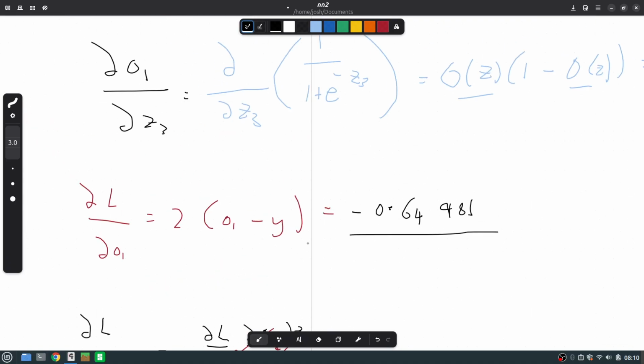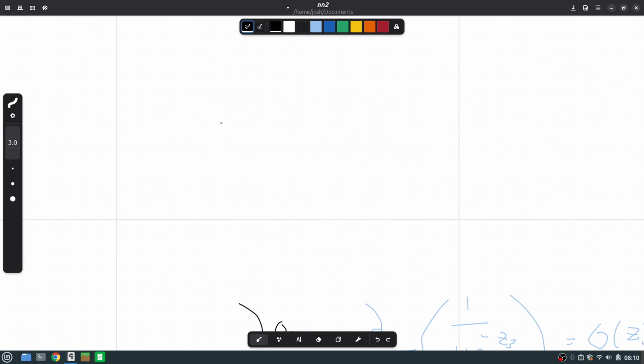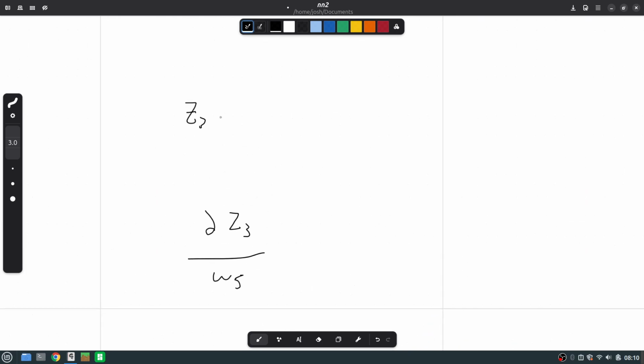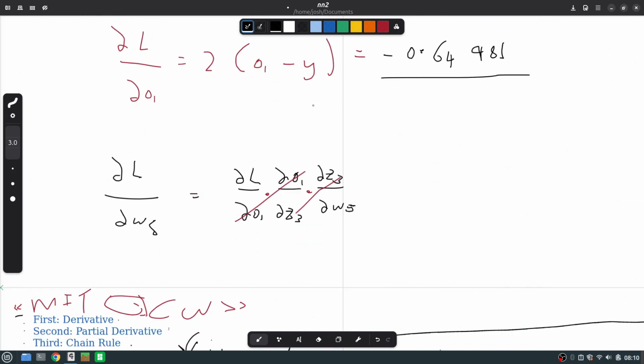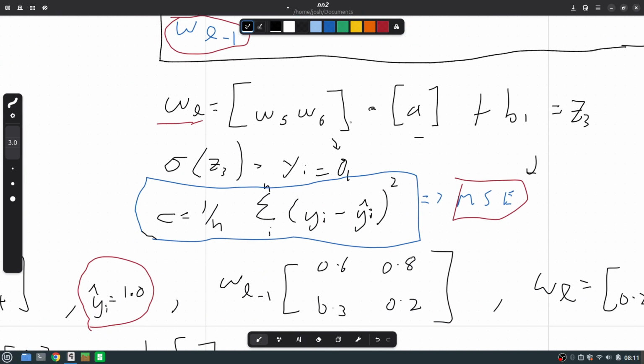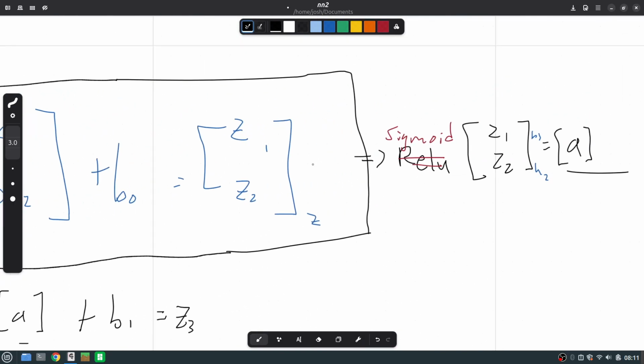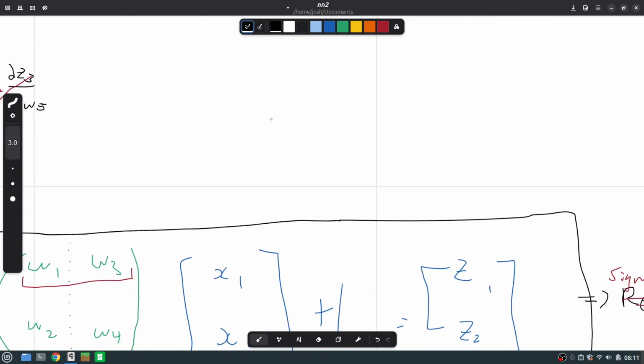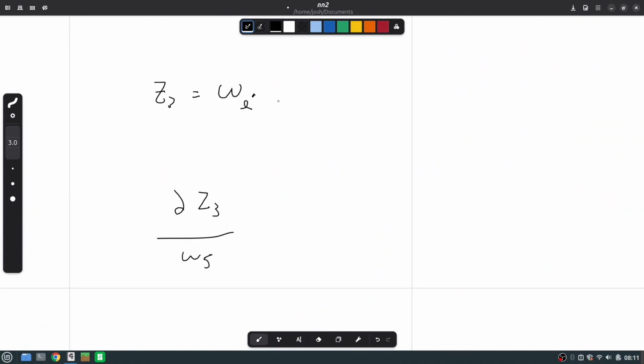So, partial of z3 with respect to w5. Now, what is z3? How did we get z3? You have to think about this very carefully. Z3 came from the pre-activation of the output layer. So it's a W_L times some input value. Let's see what that input was for this guy. It was A, right? But what was A? A was H1 and H2. So let's put that in here: times A, which was H1 and H2, plus the bias vector.